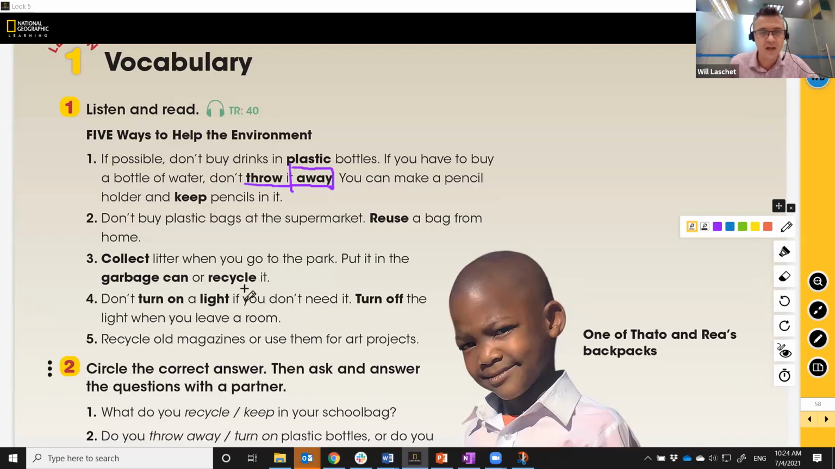Jenny's got them, well done. Turn on and turn off. Here we go. Turn on and turn off. So let's have a quick look at those ones. We've got 2 more phrasal verbs there.